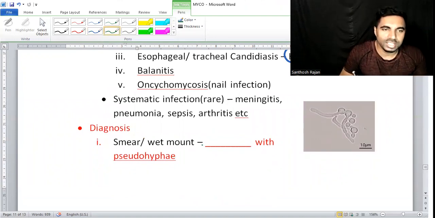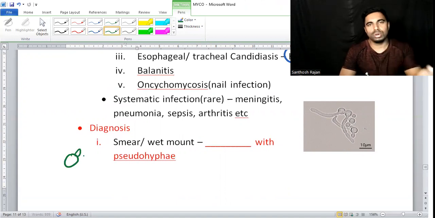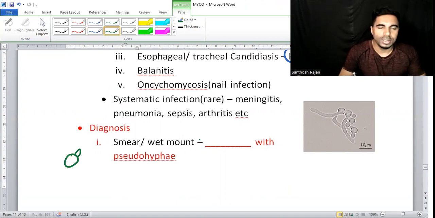You will see the budding yeast cell. If you remember, it's like this, just simply like this. Like in histoplasmosis, you saw, no? Same way, here also it would be like this. So it is a budding yeast cell with pseudo hyphae. It's not real hyphae, it looks like hyphae. The budding itself looks like this, so it looks like a hyphae, not real hyphae, but pseudo hyphae.